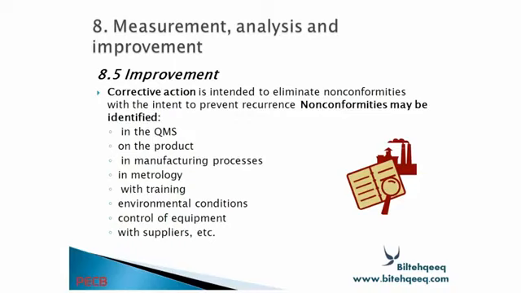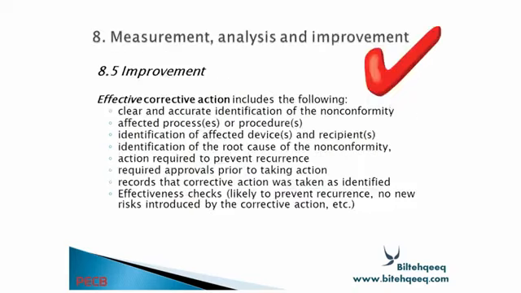Corrective action is intended to eliminate non-conformities with the intent to prevent recurrence. Non-conformities may be identified in the quality management system, on the product, in manufacturing process, in metrology, with training, environmental condition, control of equipment, with suppliers. So you can take the corrective action to eliminate any non-conformity. And the corrective action should be effective.